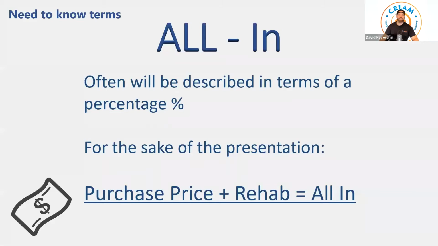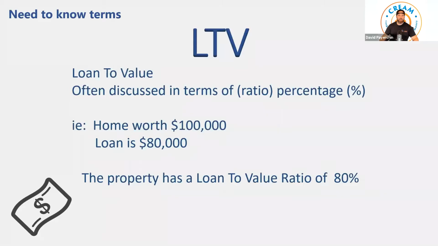All in, I just kind of mentioned, this is going to be the purchase price plus the rehab. That's your all in. In our trainings, this is how we talk, so take note of that. Loan to value, again, it's probably pretty obvious to a lot of you, but let's pretend the home is worth 100,000 and the loan is 80,000. The loan is 80% of the value, so the loan to value would be 80%.